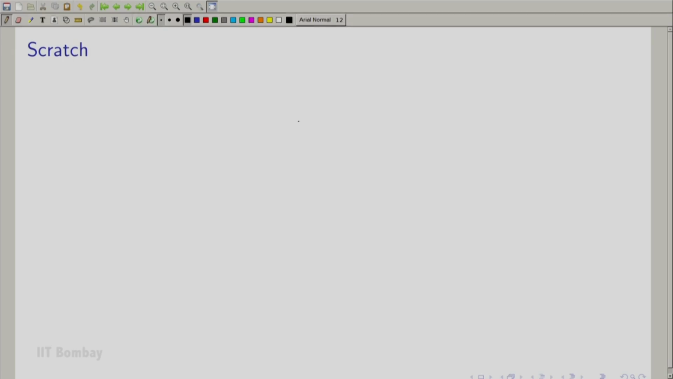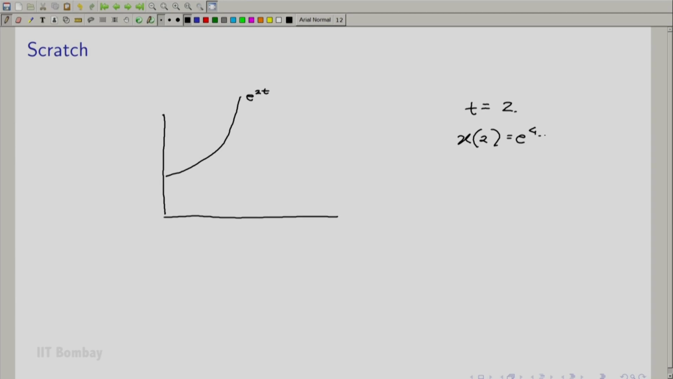Yeah, I understand that this might confuse a lot of students. So we now take the example of an exponential which Ashwit talked about in a previous video. Consider e power 2t. So we draw the plot of e power 2t here, and this is the function e power 2t. Consider when t is equal to 2, the value of the function, which is x(t), so x(2) will be equal to e power 4.